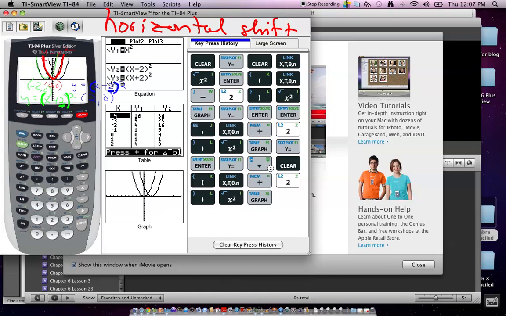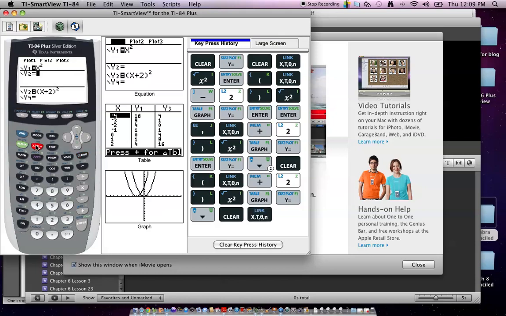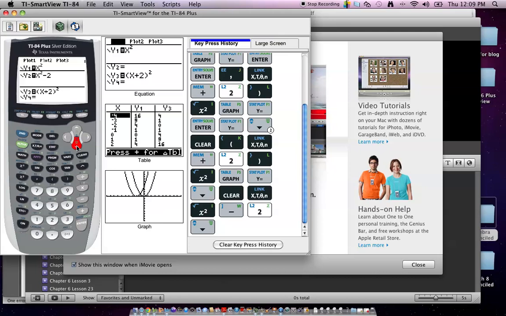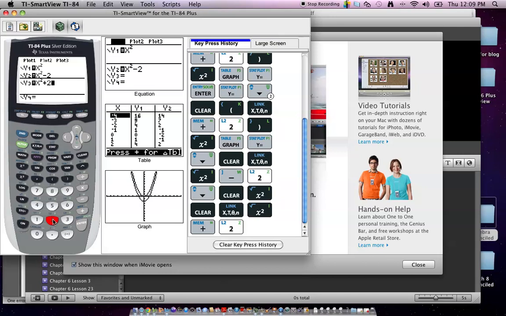There's also an element of vertical shift. This is not on your paper, but let's just put 3 of them on there as well. This is going to be y equals x squared. Then I'm going to go down to the next one, and I guess it's easier to just clear it. I'm just going to put x squared minus 2. And then I'm going to go down one more, clear it again, and go x squared plus 2. So one equation is y equals x squared, the next is x squared minus 2, and the other is x squared plus 2.